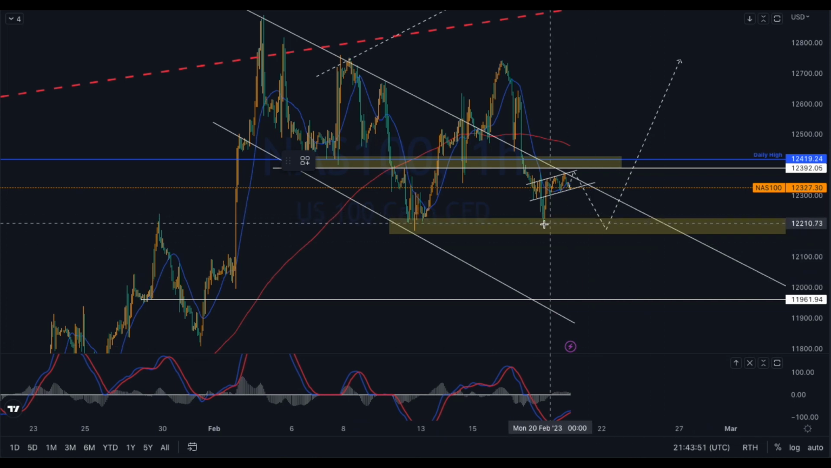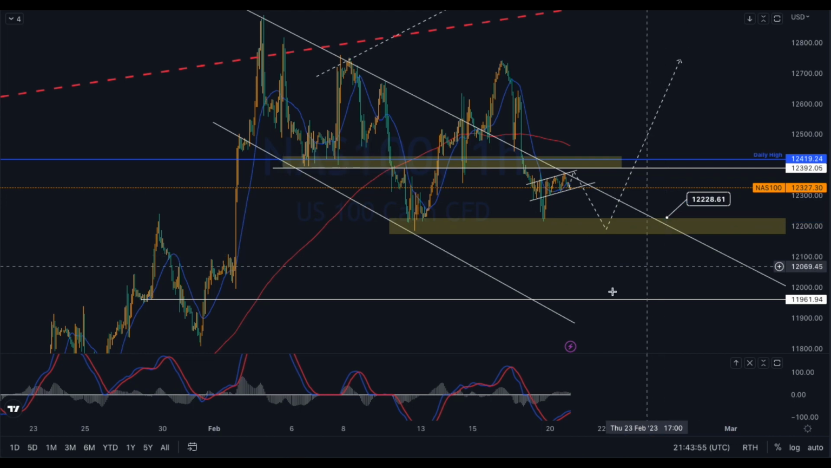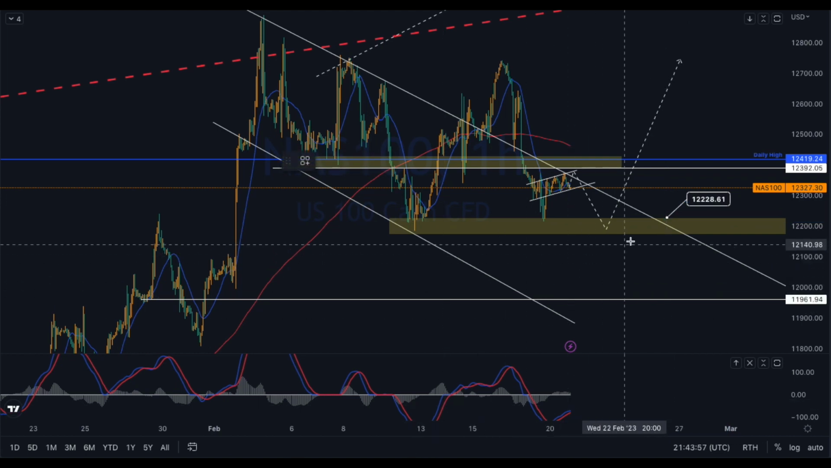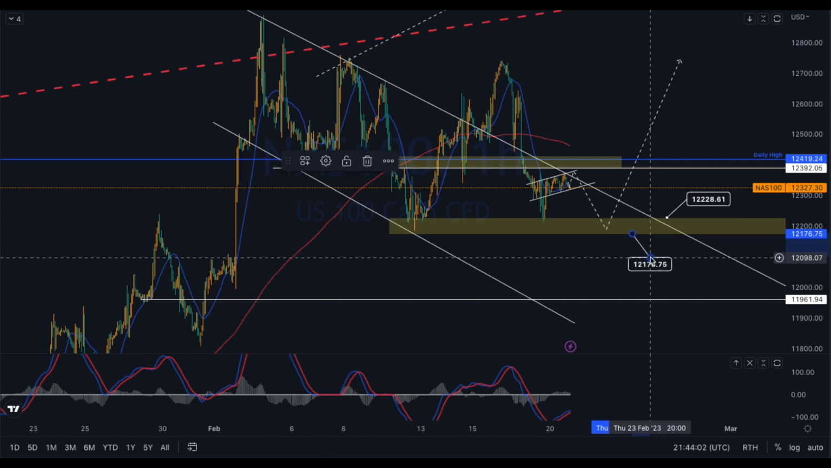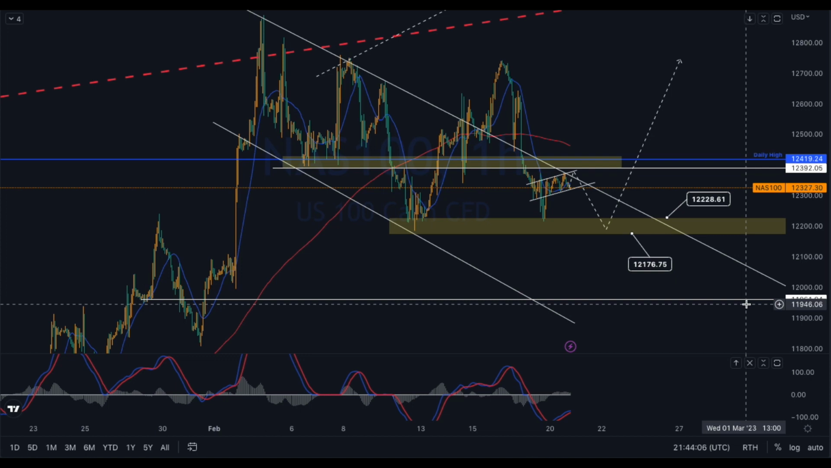So I'm just going to mark out this zone for you. That's the top end, and this is the bottom end of that zone, with maybe 1 or 2 pips to spare. On the top side, we're looking at 12,228.61. That's the top of the zone. The bottom of the zone is 12,176.75. That is the bottom of the zone. It's not exactly exact.